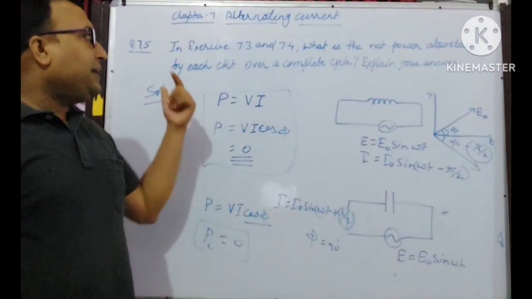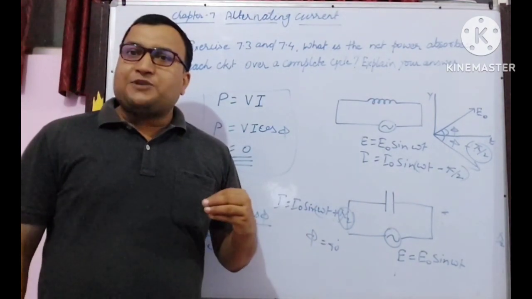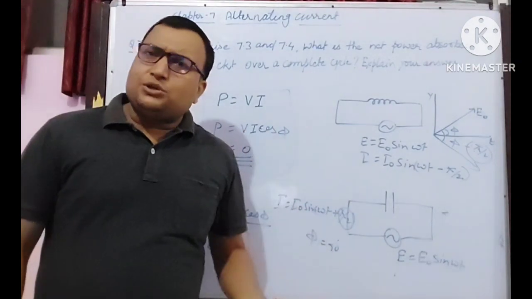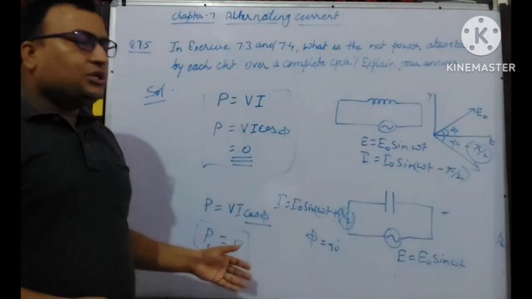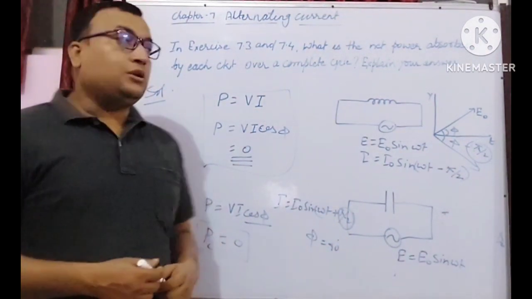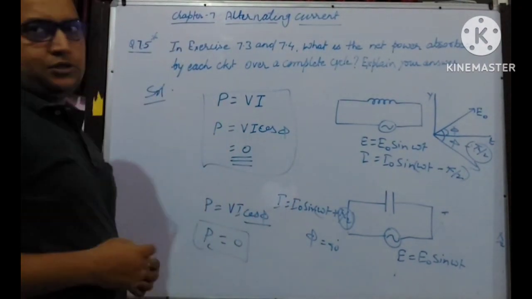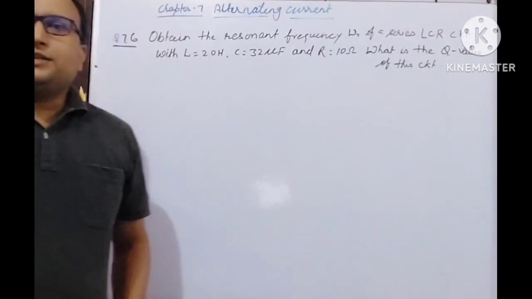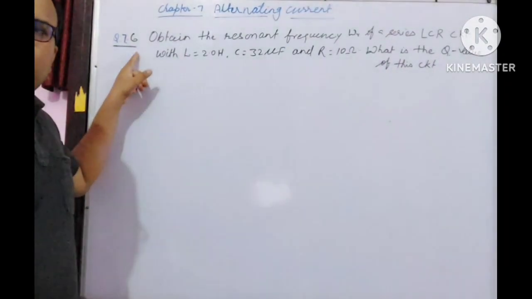So power absorbed by the inductor or the capacitor in an AC circuit is always 0. That you have to write in your words. If you write this mathematical explanation along with your words, definitely you will get the complete answer in a question. So according to me, from the examination point of view, it is very important. Okay? Thank you.